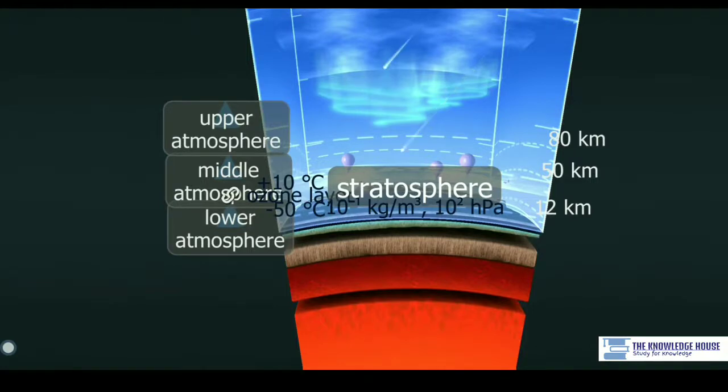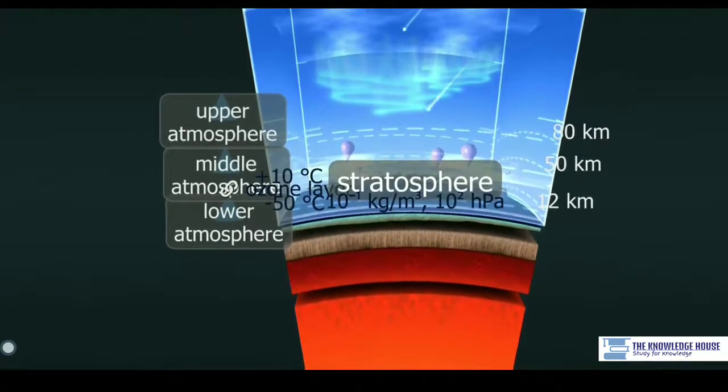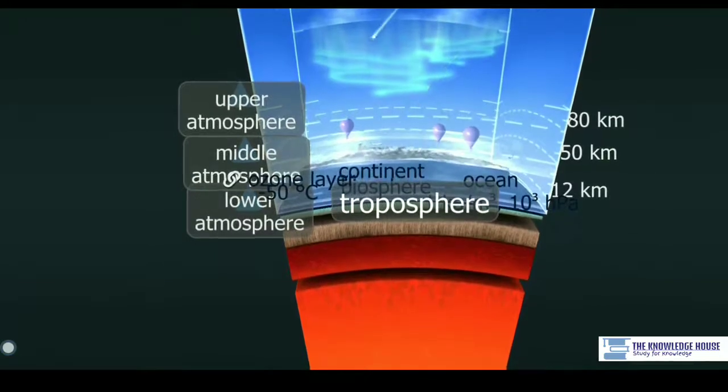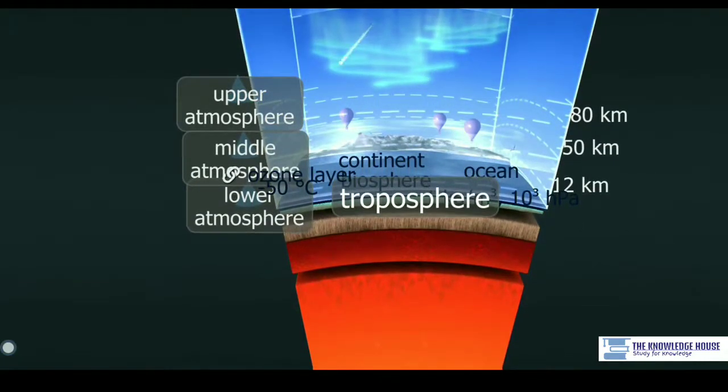The lowest and most important layer of the Earth's atmosphere is the troposphere. Its temperature decreases with altitude. This 10 to 12 kilometer deep layer accounts for approximately 80% of the mass of the atmosphere and holds almost all of its water vapor content. Most weather phenomena occur here. This is the layer where aeroplanes fly.